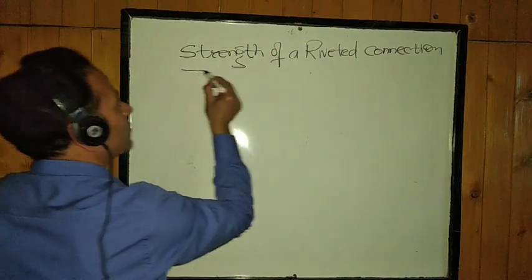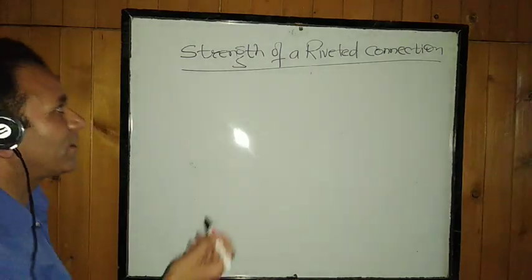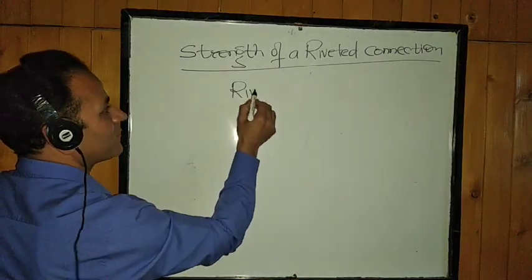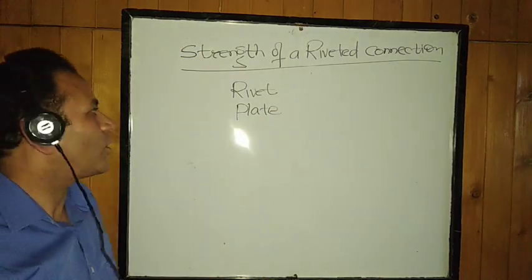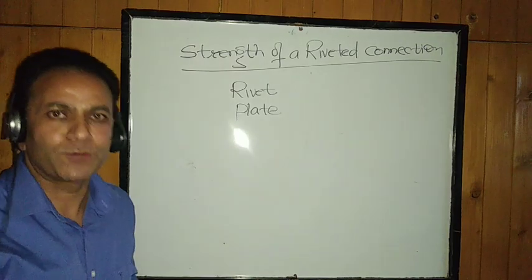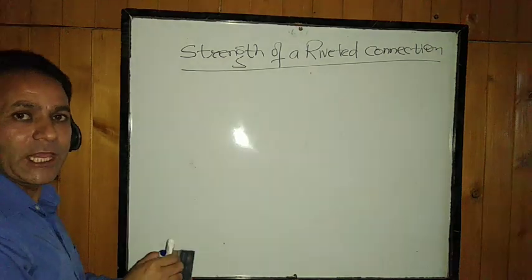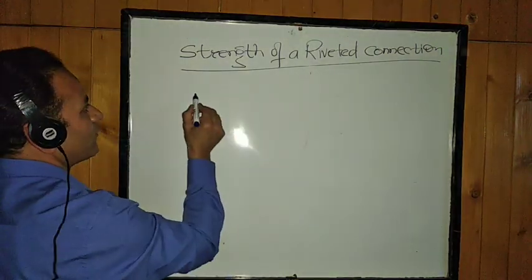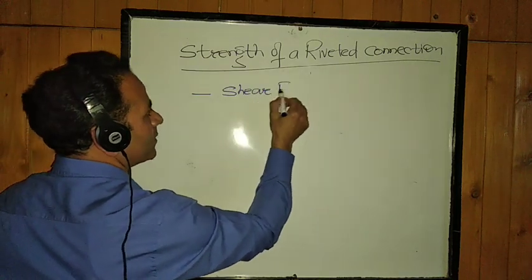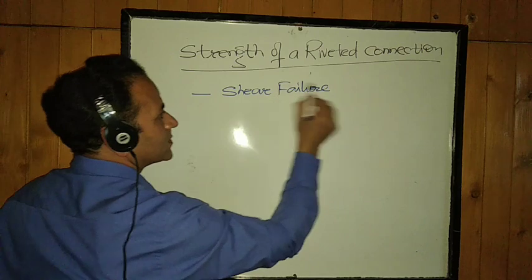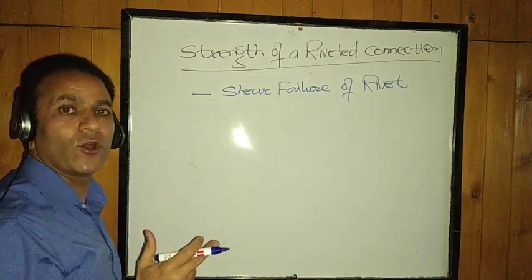See, there are a number of modes of failure of a riveted connection, in which either a rivet can fail, or the plate itself can fail. So any one of the two failures will be considered to be the failure of the joint. Depending upon the failure modes, 3 prominent modes of failure have been identified. One is called shear failure. This is the failure of a rivet. So one is the shear failure of a rivet.